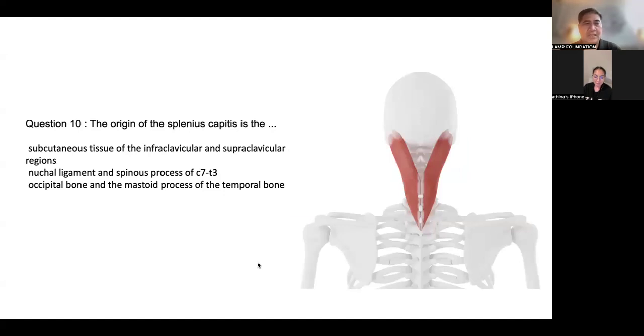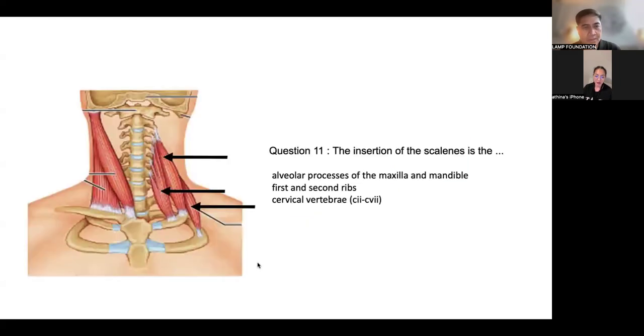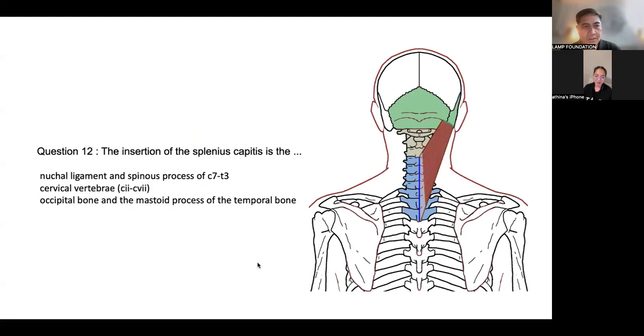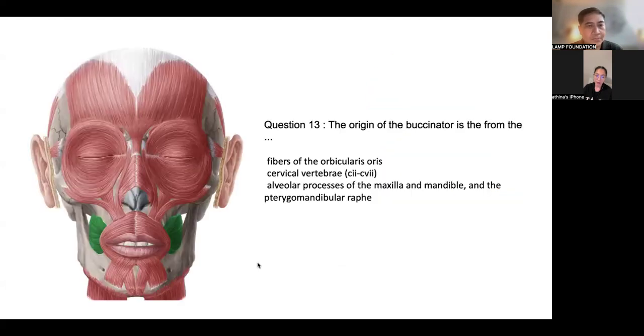Origin of the splenius capitis is the nuchal ligament and spinous process of C7 to T3. Insertion of the scalenes is the first and second ribs. Insertion of the splenius capitis is the occipital bone and the mastoid process of the temporal bone.